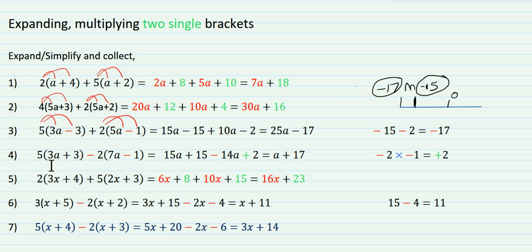Okay, 5 times 3a plus 3, so 5 times 3a is 15a, 5 times 3 is 15. Minus 2 times 7a will be minus 14a, and minus 2 times minus 1, we have 2 negatives, so it'll be plus 2. So minus 2 times minus 1 is plus 2. So then you have all these terms. So you add all the a's. 15a minus 14a is just a, 1a. And 15 plus 2 is 17.